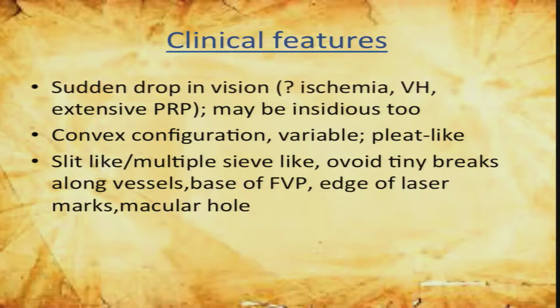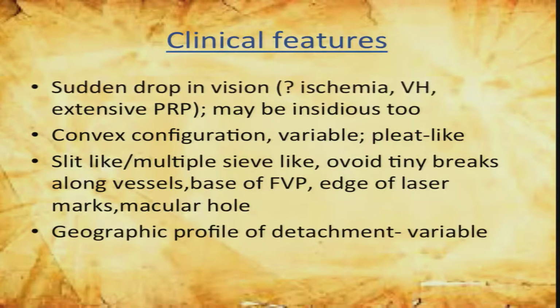What is most important is this configuration is caused by the development of a break in the retina, and we need to dwell a little bit on these breaks. These can be obscured many times by media opacities, retinal folds, or even epiretinal tissue that is covering these openings in the retina. They may be slit-like, or they may be multiple and sieve-like, particularly if they are related to laser marks, or there may be ovoid tiny breaks along the vessels at the base of the fibrovascular proliferations, at the edge of laser marks, or it may even be a macular hole as a cause for combined retinal detachment. The geographic profile of the detachment itself is variable.